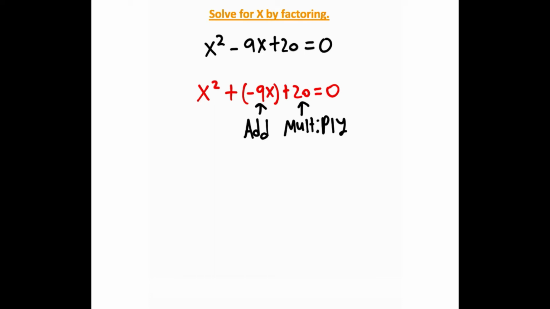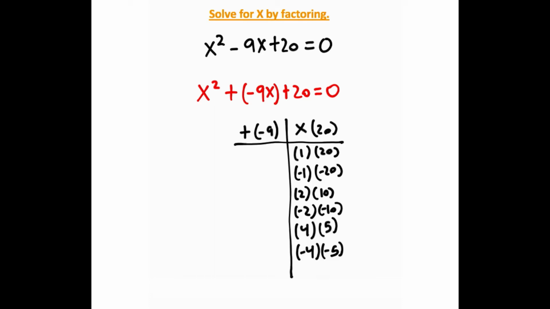Now, I can do this by making a chart of everything that multiplies to equal positive 20. The only term that's going to add to give me negative 9 is this last term at the end right here, the negative 4 and the negative 5. So I want to keep that negative 4 and negative 5.